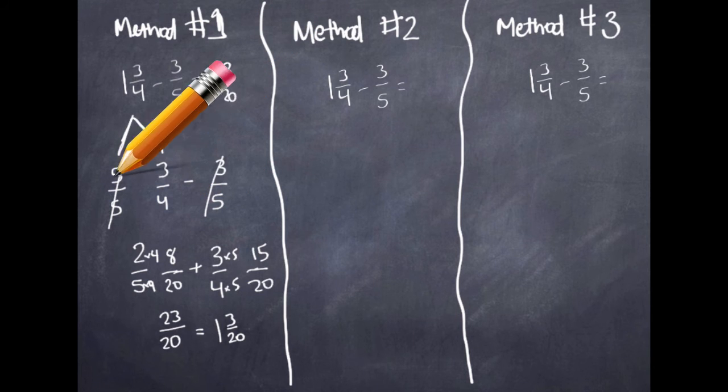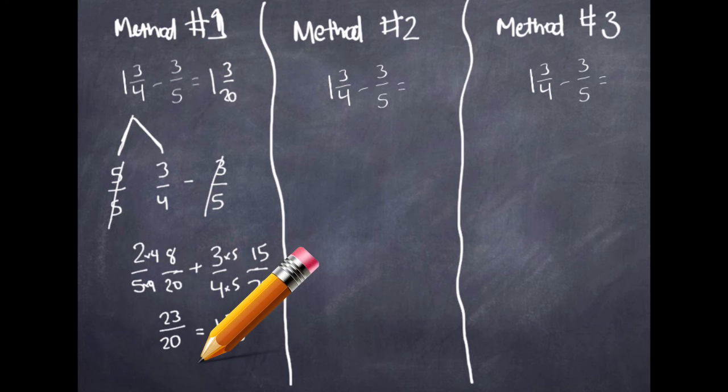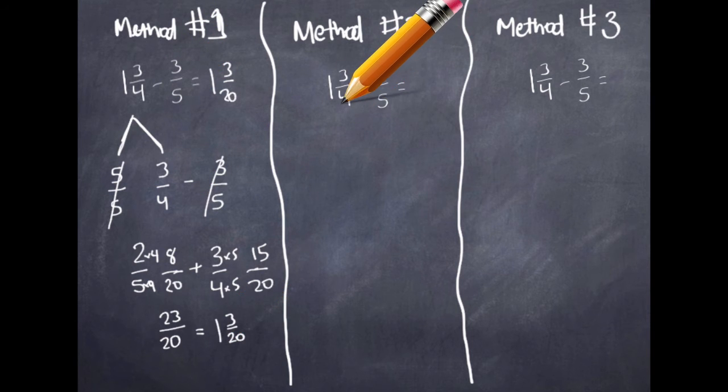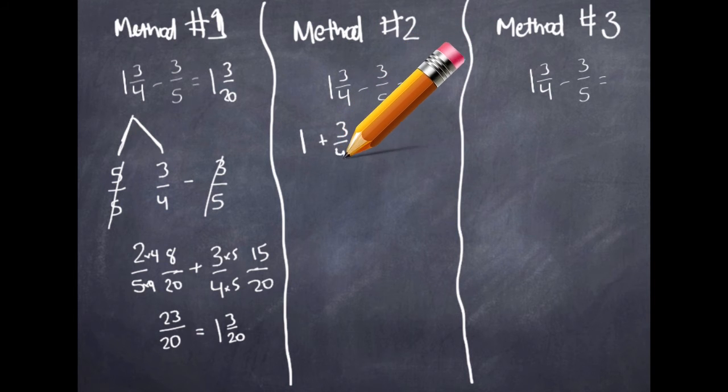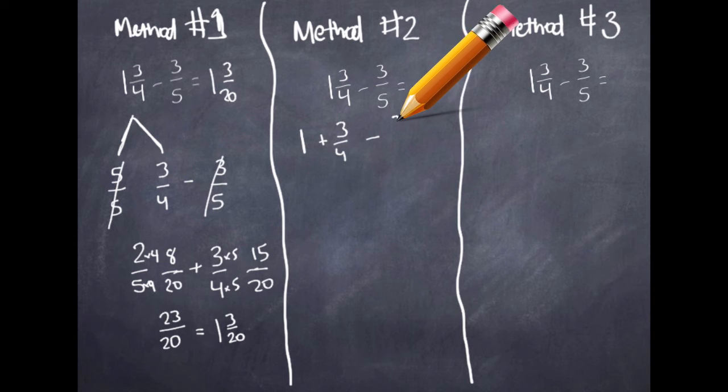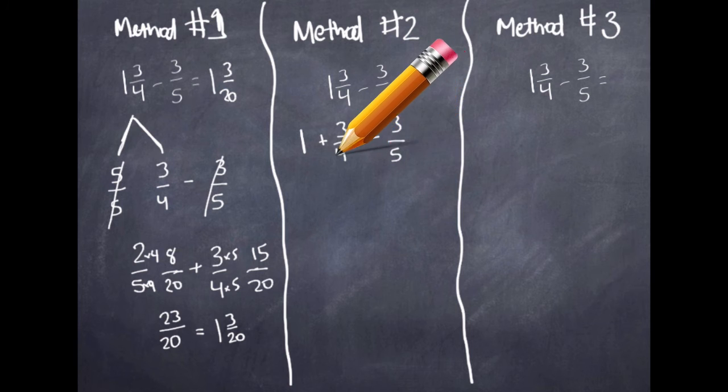You can think of that whole number, match it up to whatever unit you're subtracting, and then go through that way. Okay, let's take a look at method 2 over here. Method 2, I could split up that 1 again, and let him hang out over here, so I could think of it as 1 plus my 3/4, right? Because 1 plus 3/4 is 1 3/4, and then I could subtract that 3/5.